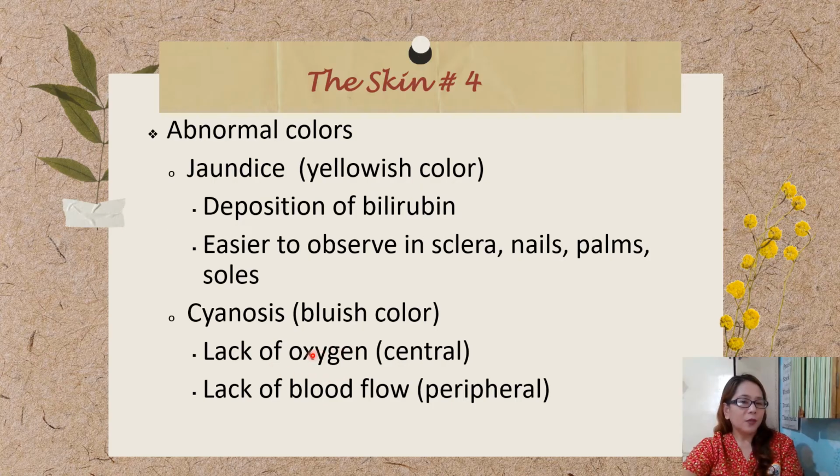Okay, another abnormal color is what we call cyanosis. As mentioned in the previous slides, it is the bluish color. Okay, again, if the cause is lack of oxygen, this is what we call central cyanosis. But if the cause is lack of blood flow to specific areas of the body, we call it peripheral cyanosis.